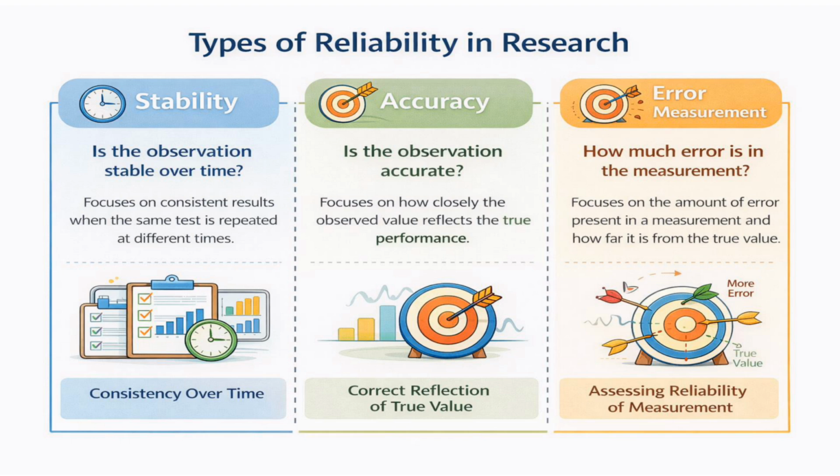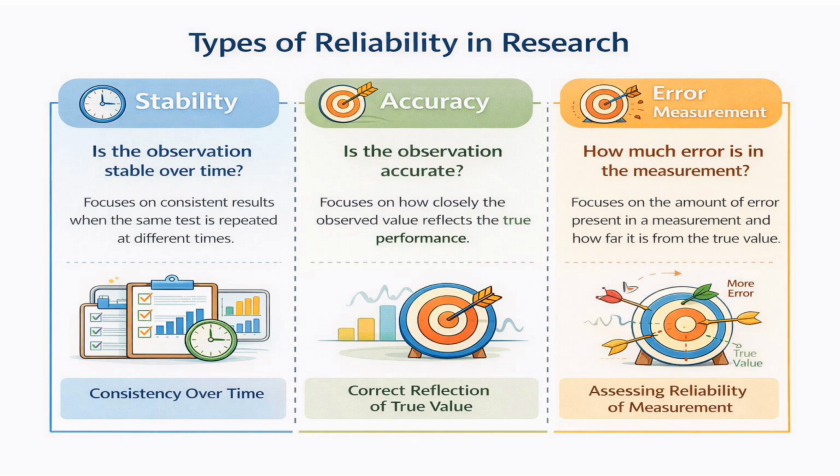Now, let's look at this slide very carefully because it captures the three fundamental ways reliability is understood in research. Many students think reliability is just one thing, but in reality, reliability can be viewed from three closely related perspectives: stability, accuracy, error in measurement. All three are connected, but each asks a slightly different question about our data.